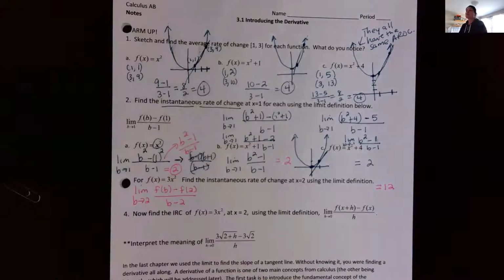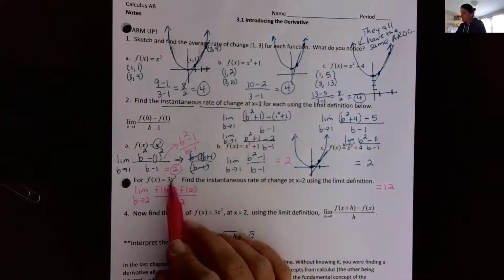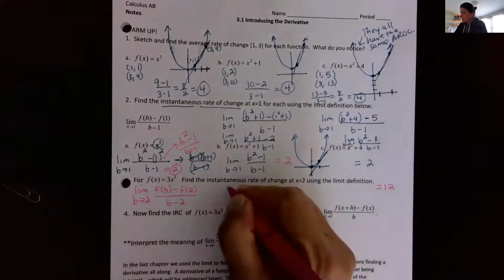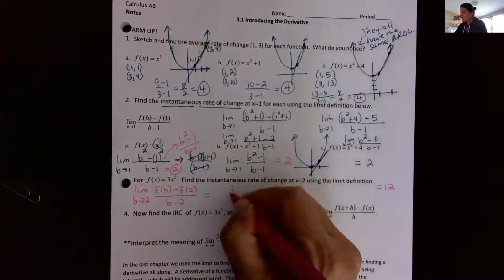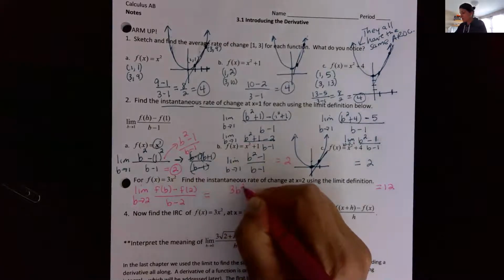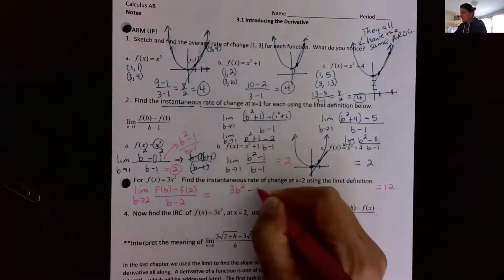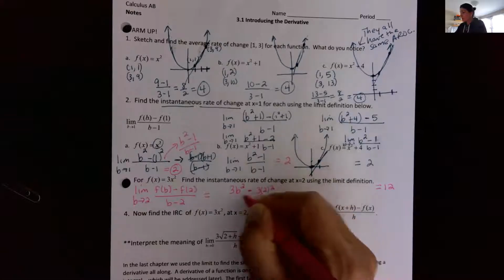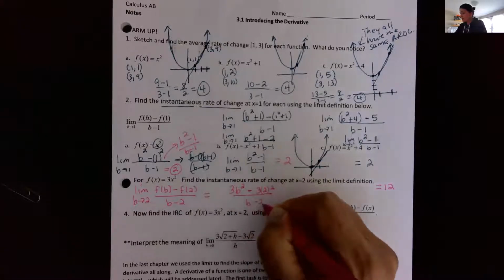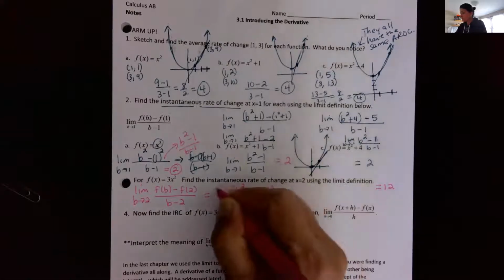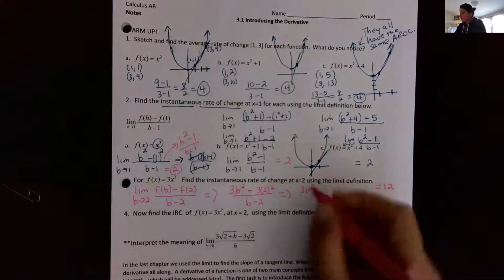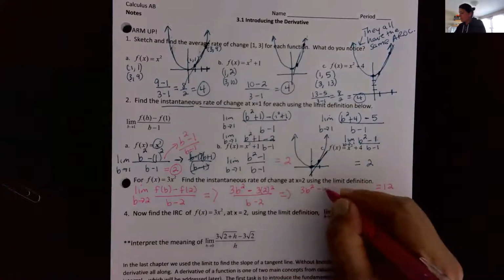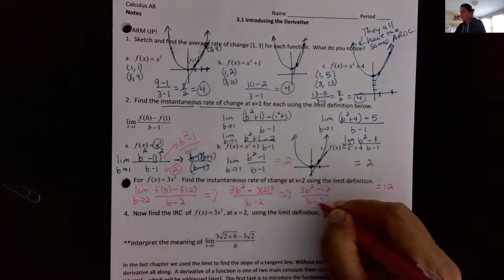Have to change the definition. Okay, so then if we're doing 3x squared, that would mean when I plug in b, where x is, 3b squared, minus 3 times 2 squared over b minus 2. So 3b squared, minus 4 times 3, which is 12, over b minus 2.